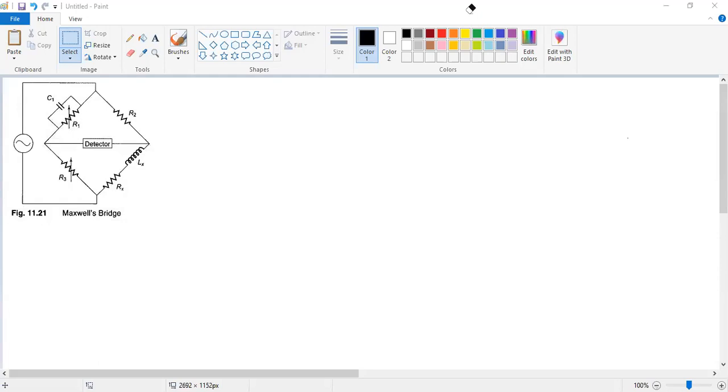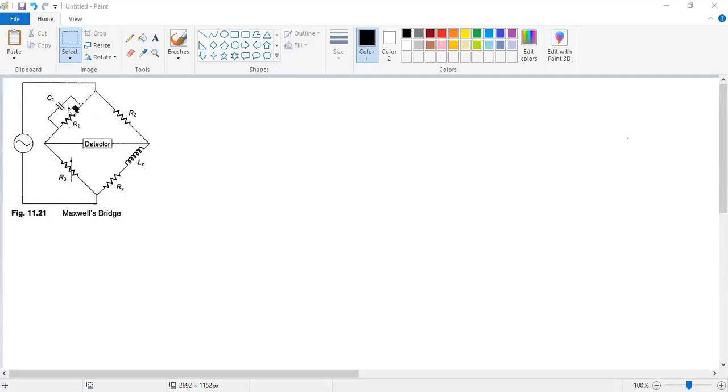Good morning, guys. Today our topic is Maxwell's bridge. Actually, there are two bridges. One is the Maxwell inductance bridge, and the other is the Maxwell inductance capacitance bridge.